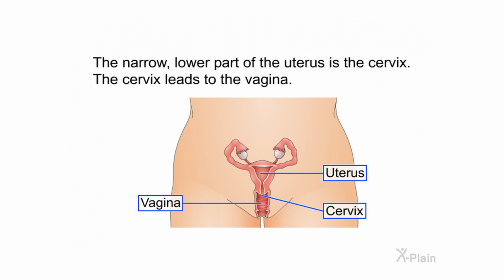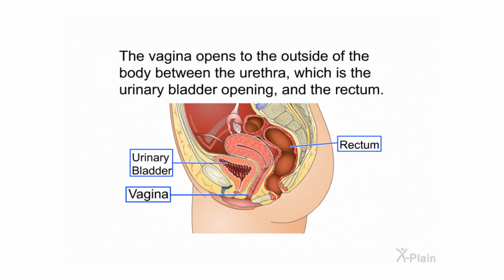The narrow lower part of the uterus is the cervix. The cervix leads to the vagina. The vagina opens to the outside of the body between the urethra, which is the urinary bladder opening, and the rectum.